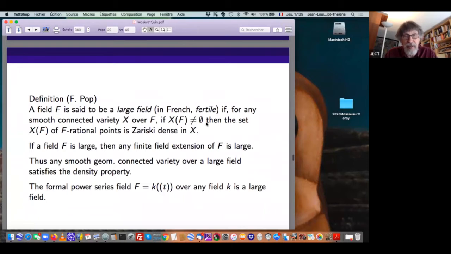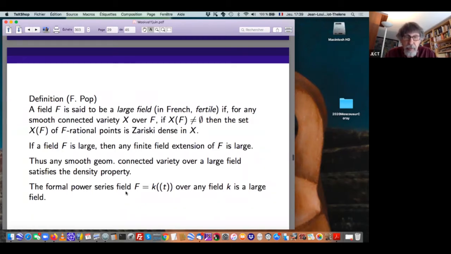Okay, so the statement is, you have a variety, the field is large, as soon as you have a rational point, the points are Zariski dense. For instance, take a smooth variety over the reals, it is large. You need not have a real point, but if you have a real point, then the real points are Zariski dense. Okay. If a field is large, then any finite field extension of F is large. Thus, any smooth geometrically connected variety over a large field has the density property by definition. So it's trivial with this definition.